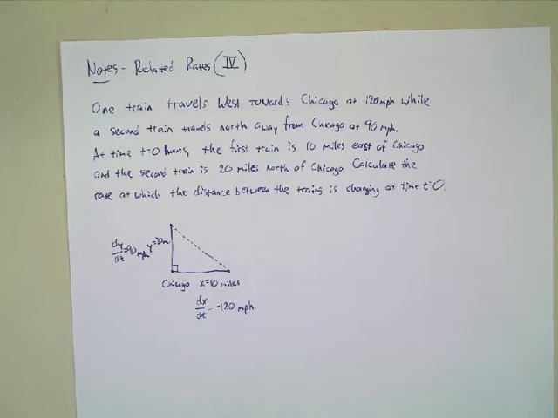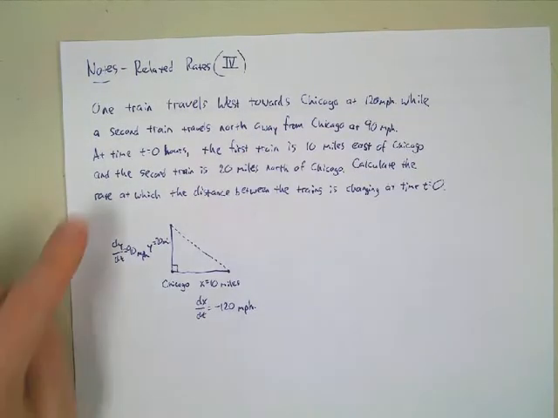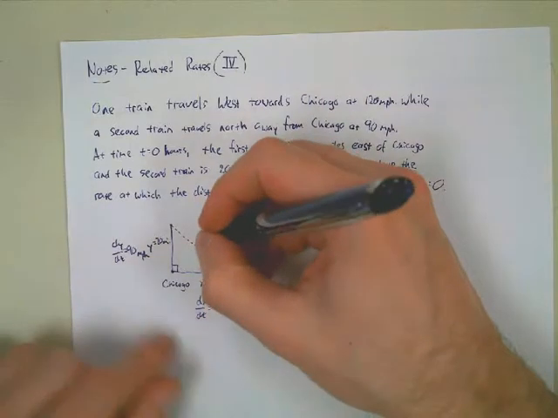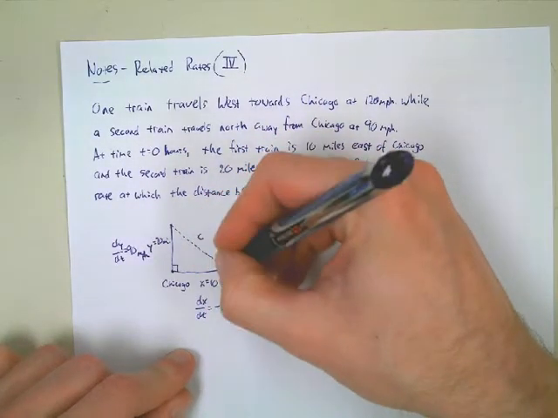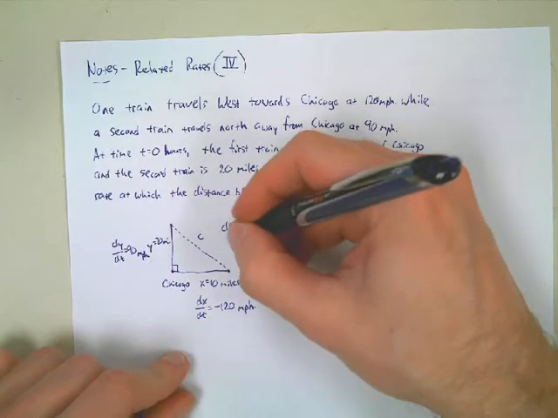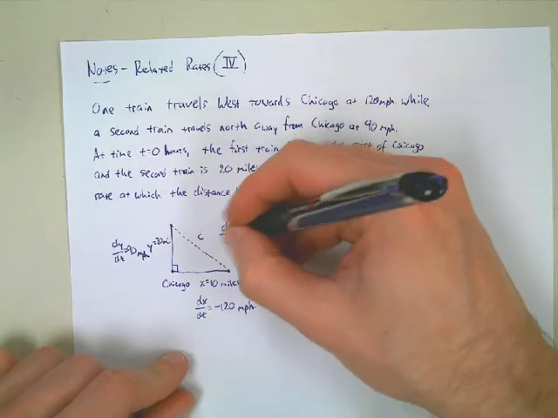Okay. But again, what's the thing we're trying to find? Are we trying to find the distance between the two trains? We're trying to find the rate. So we'll call this distance C. We don't want to find the distance though, we want to find dC/dt. We want to find the rate of change of C.